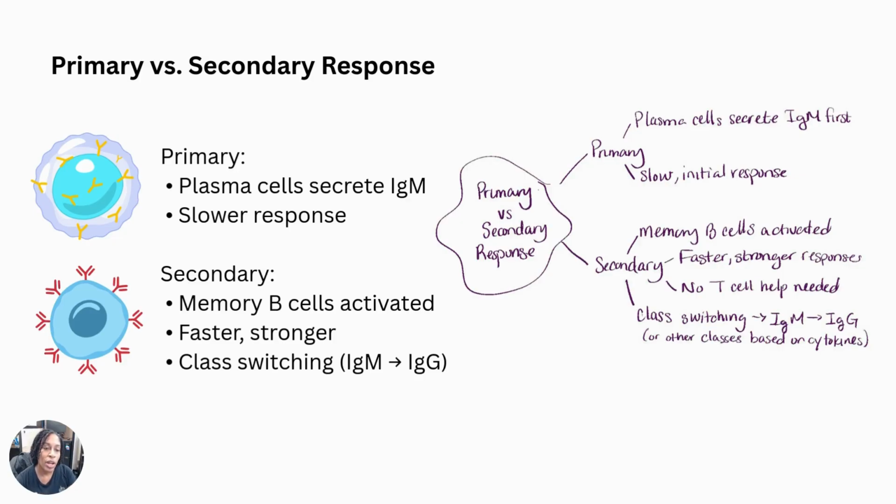So, what we're going to write on our micro mind map with primary is that plasma cells secrete IgM first, and it's slow in the initial response. And then with secondary, we have the memory B cells that are activated. It's faster and stronger in the response, and it has no help from the T helper cells. So those are the major things that you want to write down. Now that you've completed your micro mind map, use this time to review it.